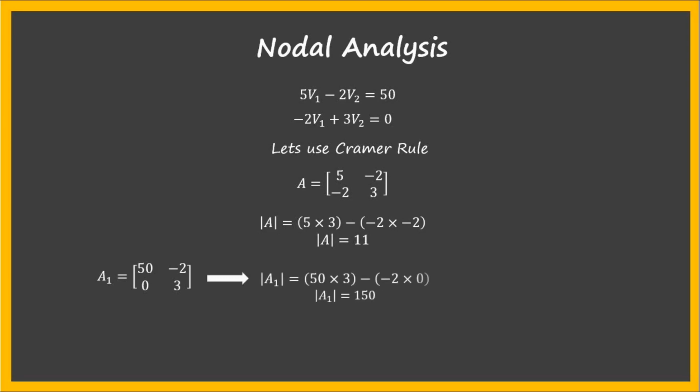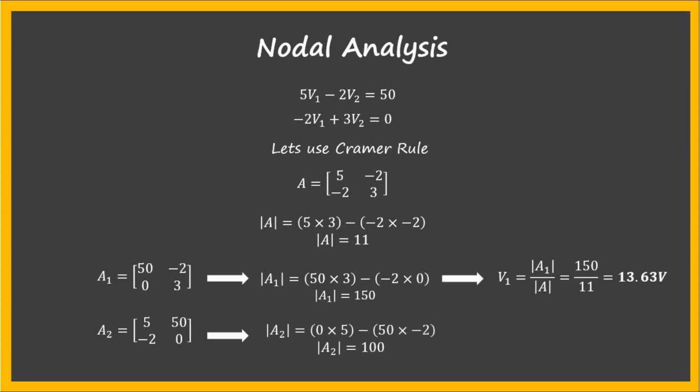Take the determinant of this matrix as well. To find V1, divide the determinant of the A1 matrix by the determinant of matrix A. Okay, similarly, a similar process will be done by replacing the second column this time to find V2. Okay, now the values of V1 and V2 are known.